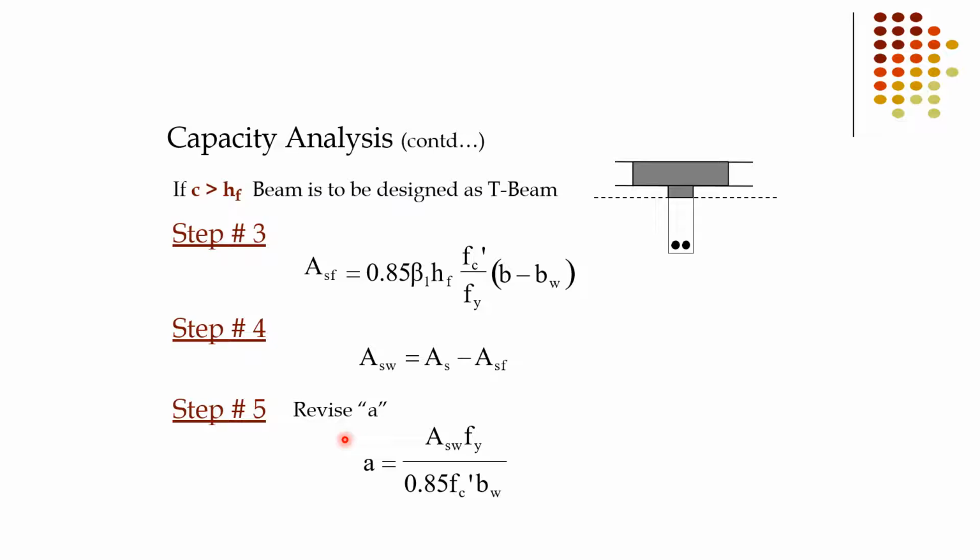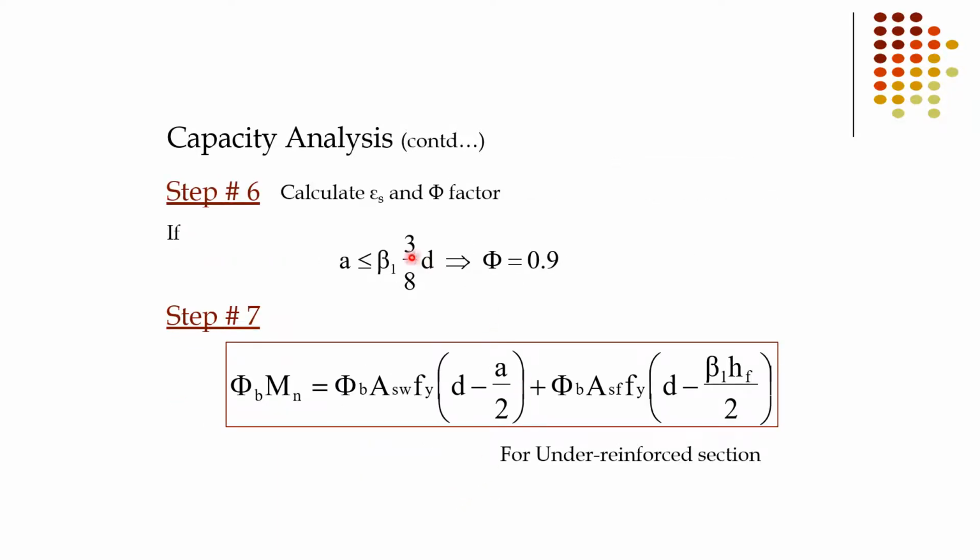Now we will calculate the revised value of a. a will be calculated as Asw Fy over 0.85 fc prime bw. Then we will calculate the strain epsilon t and the phi factor. If our a is greater than the a required for rho max, then we use phi 0.9, and if it changes, then we have to interpolate the phi value for the other values.